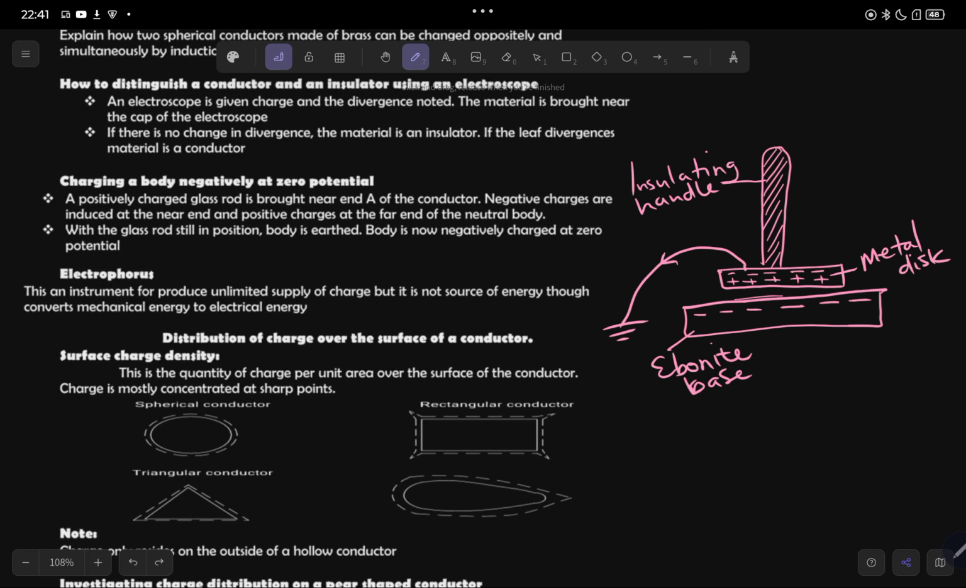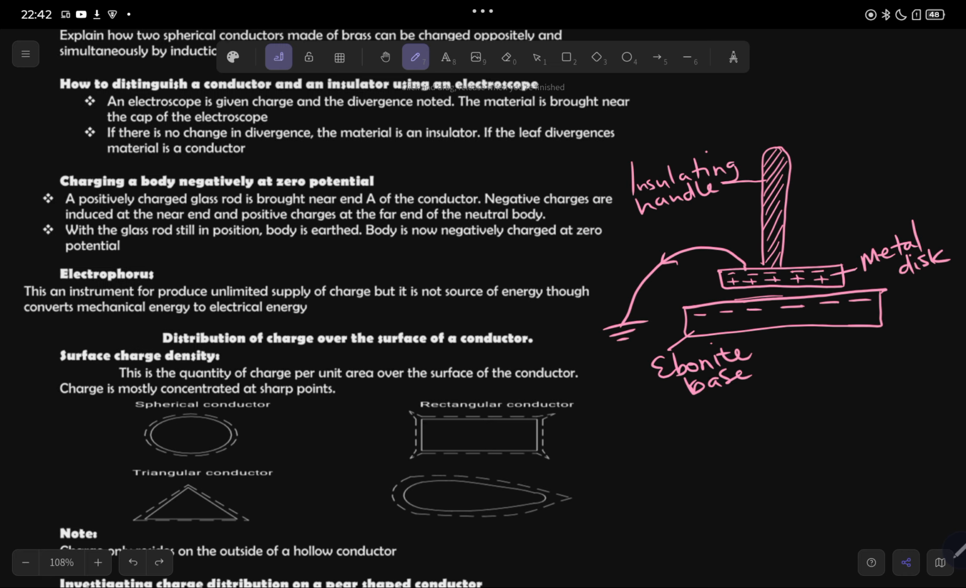We also want to discuss the distribution of charge over the surface of the conductor. But first of all, we need to define the term surface charge density as the quantity of charge per unit area over the surface of a conductor. In other words, surface charge density is the quantity of charge over surface area. Of course, it is coulombs per square meter as units.